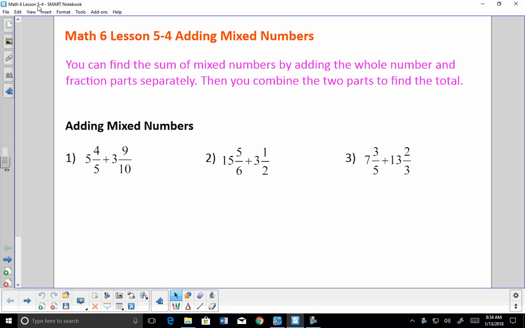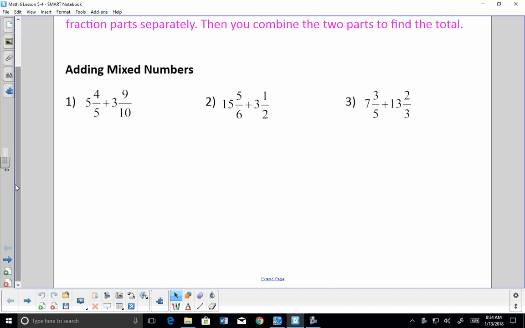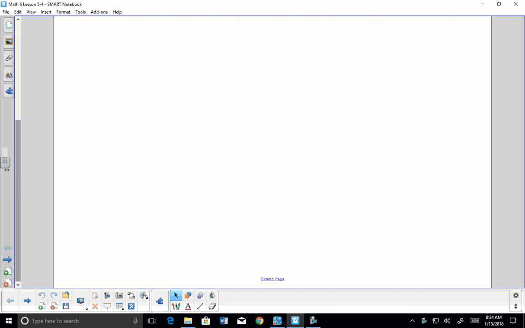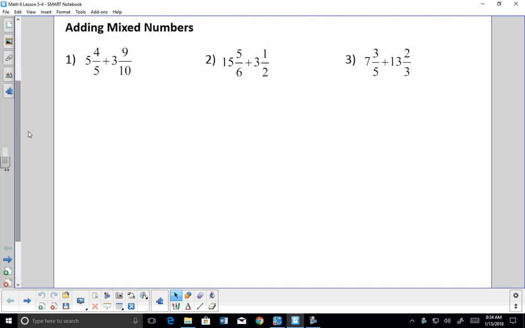Now these are written horizontally only to save space. When you're going to work with them, you're going to continue to work with them vertically because that will be much easier and neater to work with. If I'm going to add the following mixed numbers, 5 4/5 plus 3 9/10. Again, I must find a common denominator.